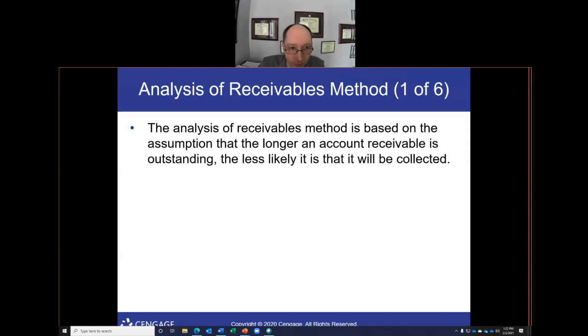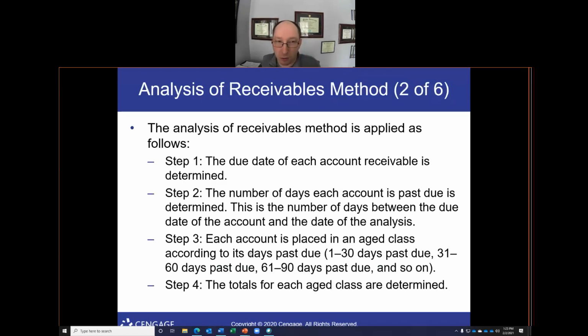Now the other one, the allowance for receivables method. It assumes that the longer an account receivable is outstanding, the less likely it is that we can collect on it. That's pretty obvious. After it goes past 30 days, it goes to 31 to 60, 61 to 90, 91 to 120, 120 plus. Once it gets to 120 plus, there's no way. You're not going to collect that. It's been so old now.